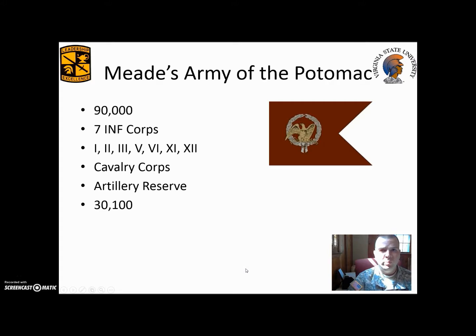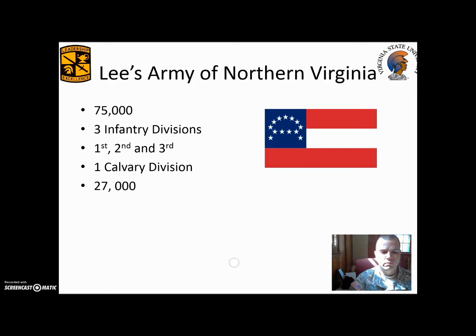The Army of the Potomac was 90,000 strong. It was composed of 7 infantry corps, 1 cavalry corps, and 1 artillery reserve. Meade's army sustained just over 30,000 casualties. The Army of Northern Virginia was 75,000 strong and was composed of 3 infantry divisions and 1 cavalry division. Lee's army suffered 27,000 casualties.